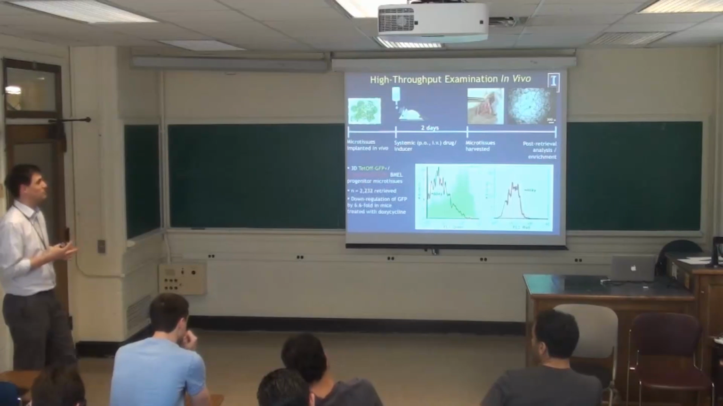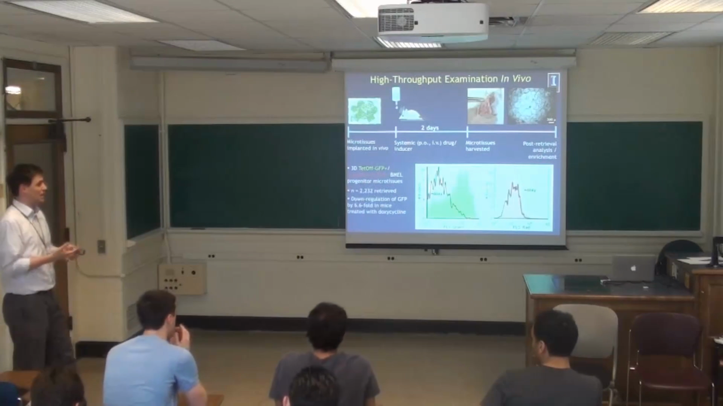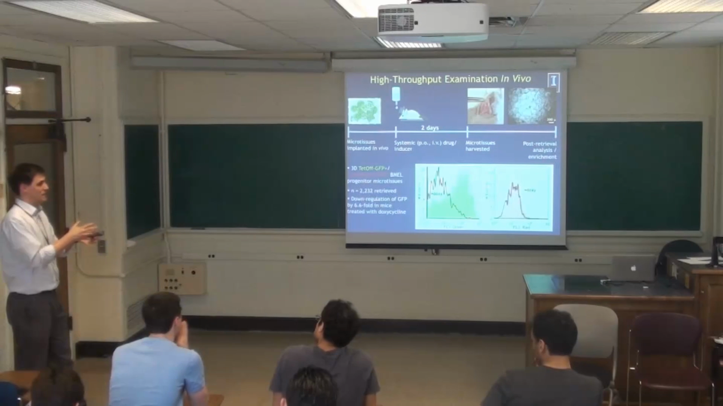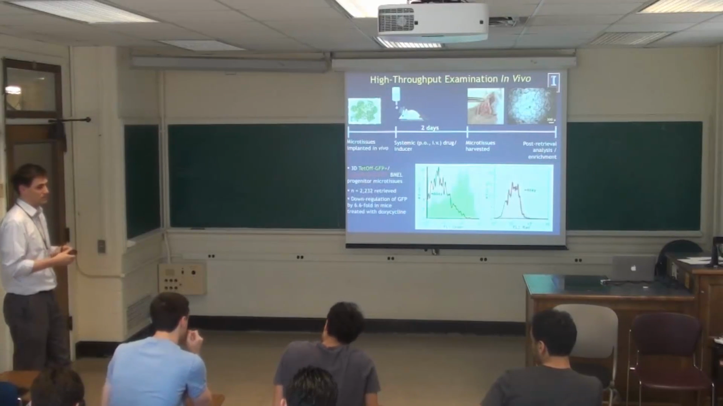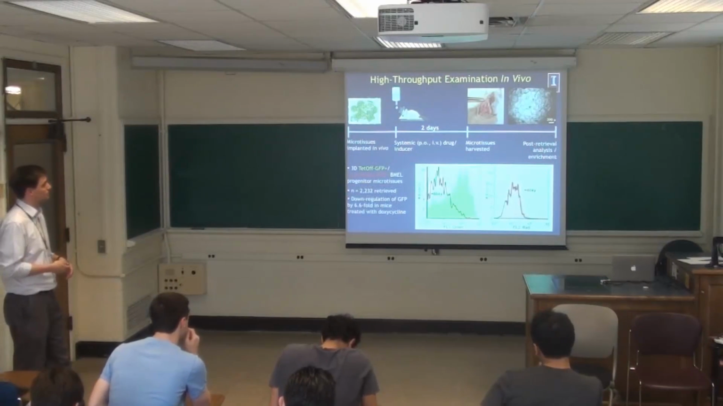So this is an initial proof of concept that we could take these high throughput microtissues and they would receive systemic stimulus within the circulation of the mouse.